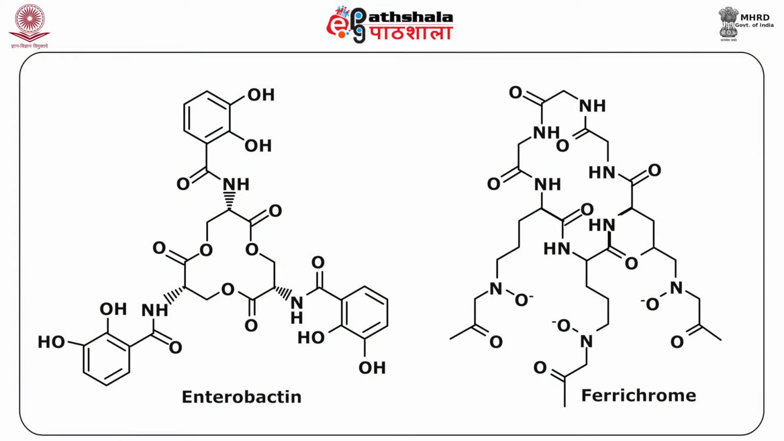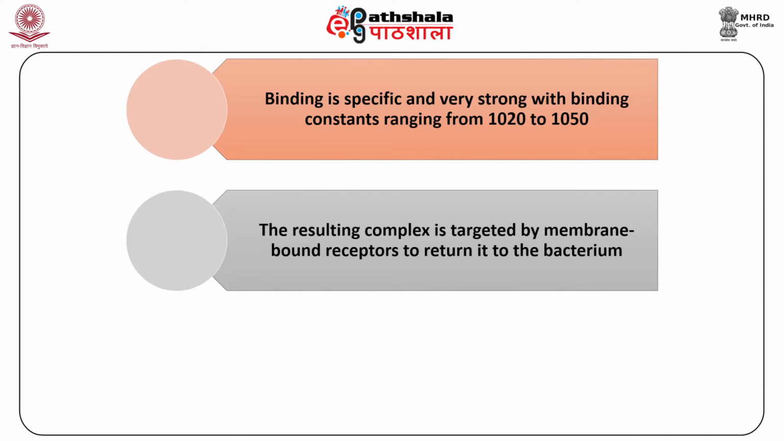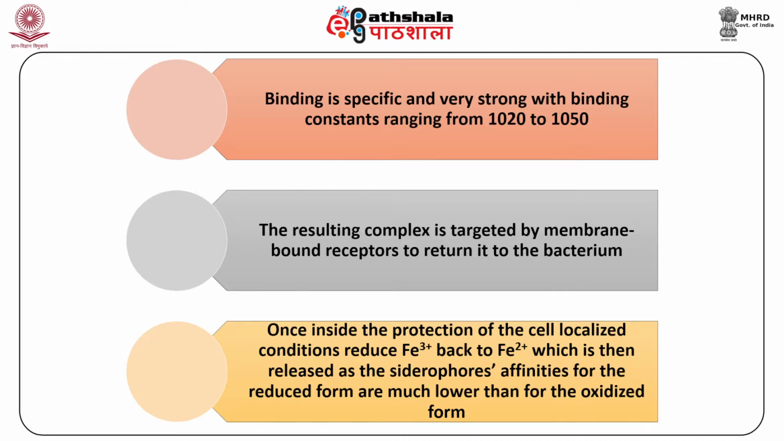This is achieved by siderophores, iron-specific chelating agents that bind ferric ions in an octahedral pocket, usually comprising 3 bidentate catechol or hydroxamate groups, as illustrated in the figure. Binding is specific and very strong, with binding constants ranging from 10 to the power of 20 to 10 to the power of 50. The resulting complex is targeted by membrane-bound receptors to return it to the bacterium. Once inside the protection of the cell, localized conditions reduce ferric ions back to ferrous ions, which are then released from the siderophores. Affinities for the reduced form are much lower than that for the oxidized form.